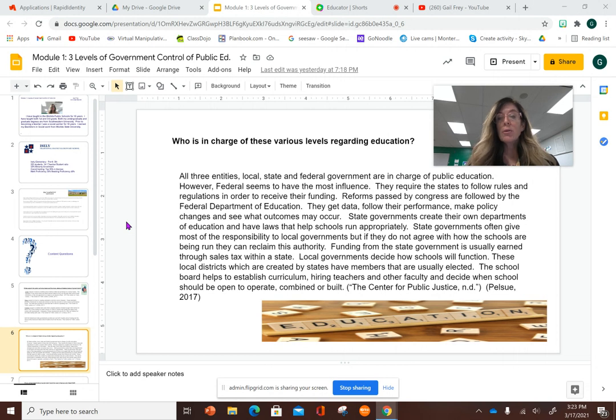State governments create their own departments of education and have laws that help schools run appropriately. State governments often give most of the responsibility to local governments, but if they do not agree with how the schools are being run, they can reclaim this authority. Funding for the state government is usually earned through sales tax within a state. Local governments decide how schools will function, and these local districts, which are created by states, have members that are usually elected. The school board helps to establish curriculum, hiring teachers and other faculty, and decide when schools should be open to operate, combined, or built.